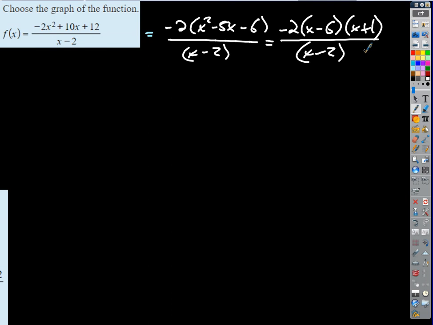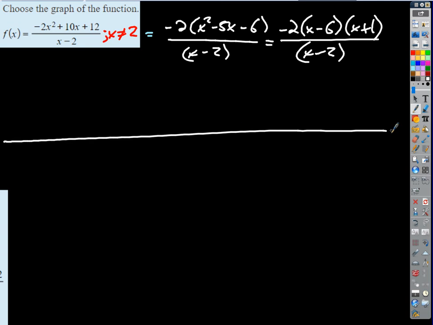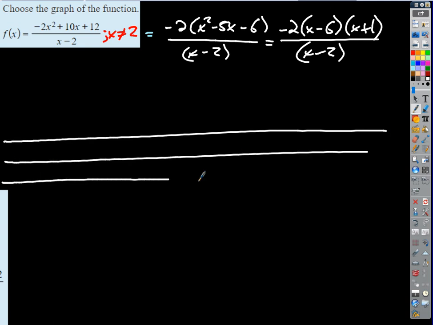Okay, so what's my domain? What's the value I have to exclude? 2. So x cannot equal 2. What's going on at 2? It's an asymptote because it's a unique 0 at the bottom, right? So if I make my table, at x equals 2 it's undefined and it's a vertical asymptote, right? So we already know we're gonna get a big break in the function there.